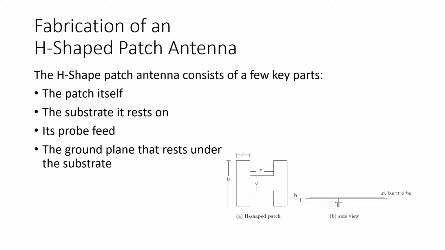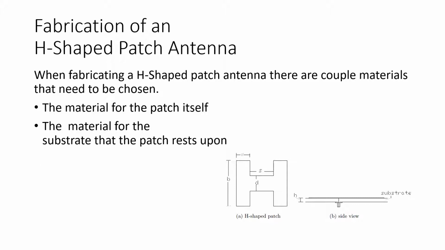Now onto the fabrication of an H-shaped patch antenna. The H-shaped patch antenna itself consists of a few parts. Of course, there's the H-shaped patch, and then there's the substrate that it rests on, which is usually the circuit board that it's printed to. Then there's the probe feed, as seen here, and the ground plane, which is this plane right here, that rests under the substrate.